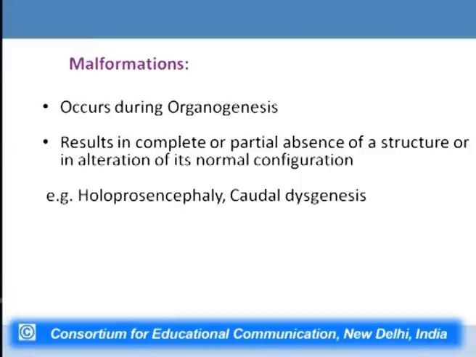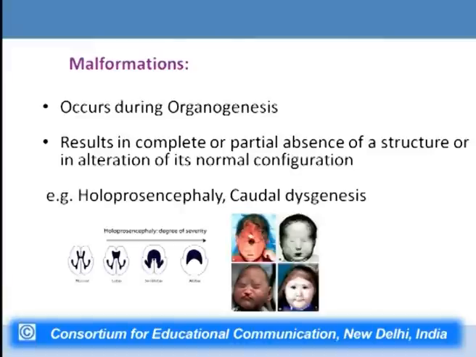Now, what exactly happens in holoprosencephaly? Normally, the prosencephalon, which is the part of the brain, gets divided into two hemispheres in a normal individual. But in holoprosencephaly, this separation into two hemispheres does not take place, and this part of the brain, the prosencephalon, that is the forebrain, remains as a single unit.